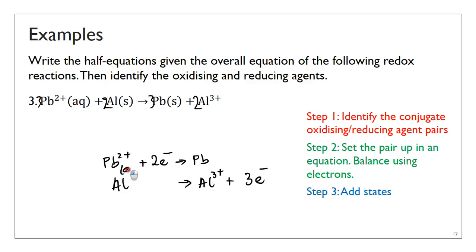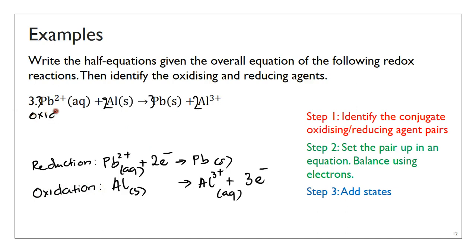And then I'm going to put in states. So this is solid, and that's aqueous. And then I'm going to label. So reduction is gaining of electrons, and oxidation is losing electrons, which means that Pb2+ is going to be the oxidizing agent since it undergoes reduction. And aluminium is going to be the reducing agent since it undergoes oxidation. Okay, so that's writing half equations from overall equations.